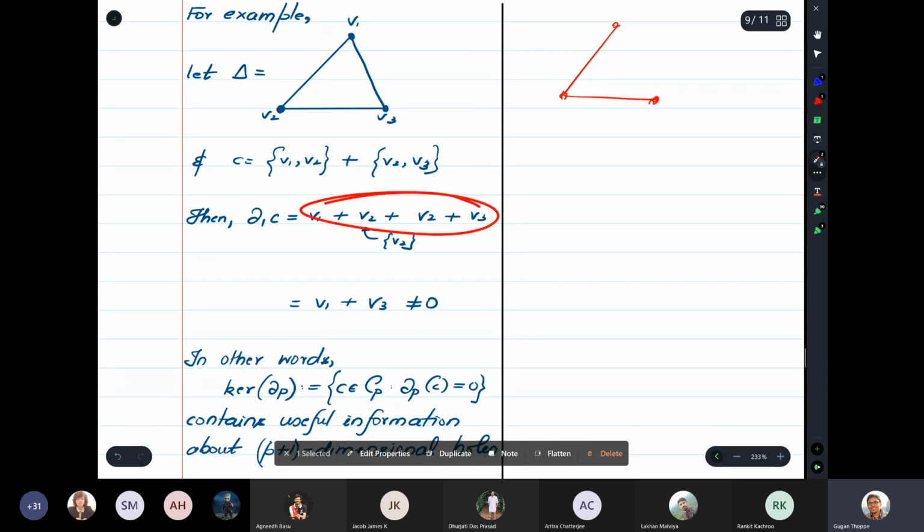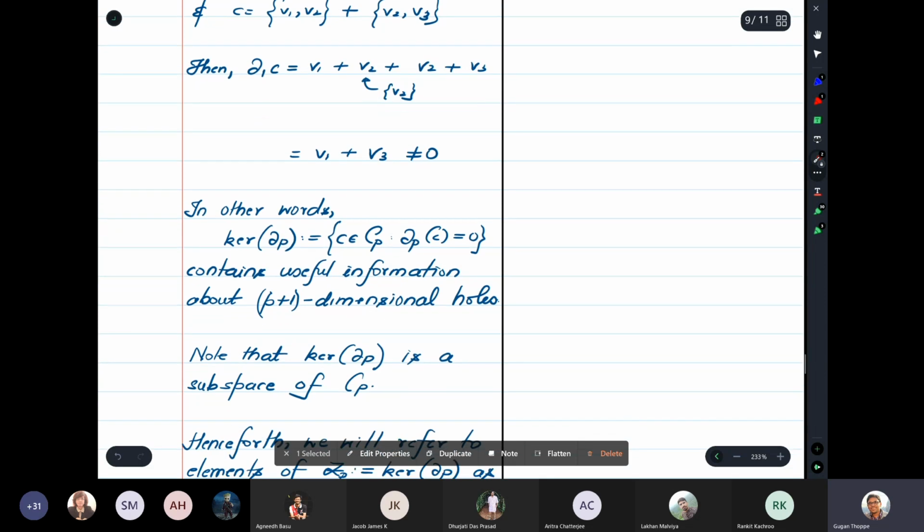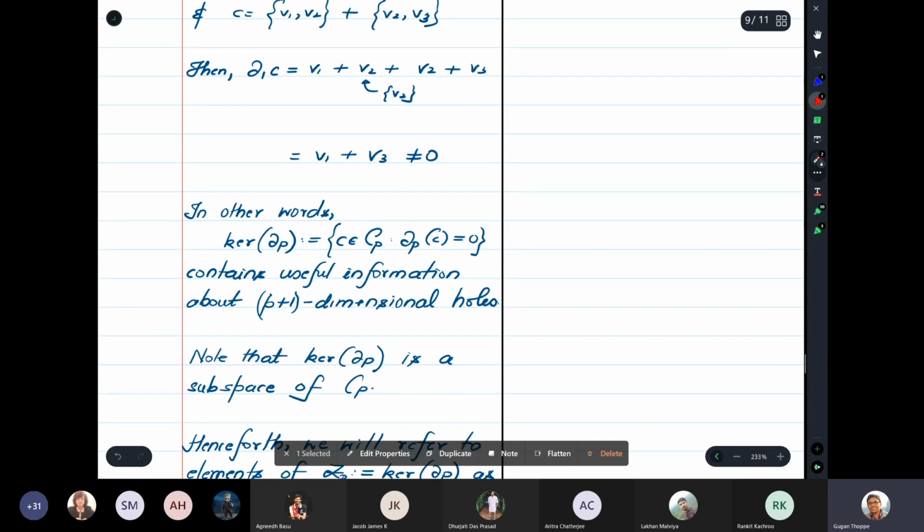Okay, this has to be a one chain, right? So if it has to be a one chain, then that means you have to interpret this as a set. All right, so you can see that here there is V2, here there is V2. We will cancel off these two things and we'll be left with V1 plus V3, right? So V1 plus V3 is not equal to 0, because recall the 0 chain is 0 V1 plus 0 V2 plus 0 V3. On the other hand, you can see that you have 1 V1 and 1 V3 here. This is indeed not equal to this.